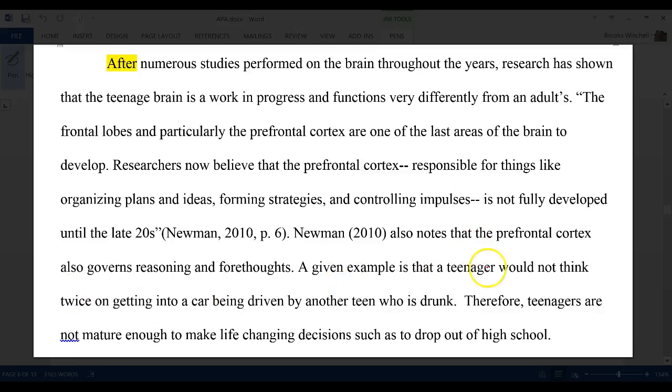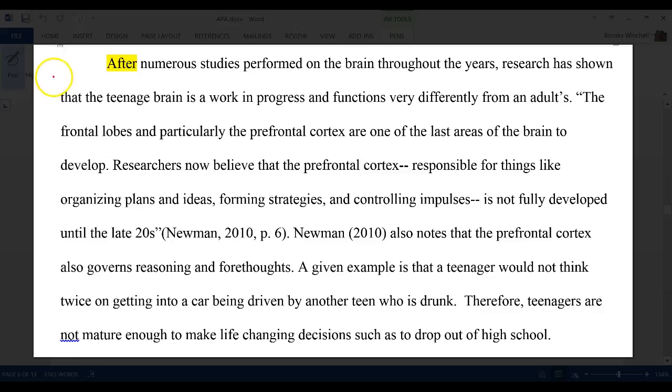A given example is that a teenager would not think twice when getting into a car being driven by another teen who is drunk. Therefore, teenagers are not mature enough to make life-changing decisions, such as to drop out of high school. So this is a nice paragraph, and it makes a nice point as well. Teenagers' brains aren't quite mature enough.